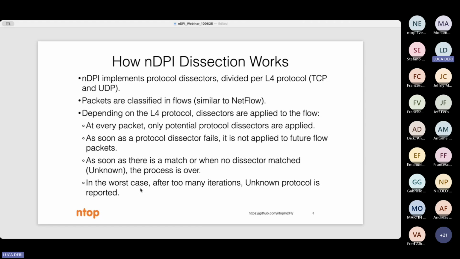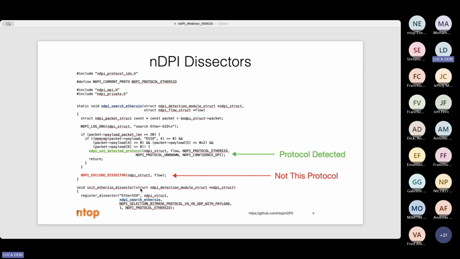So even if nDPI is adding a little performance overhead, because in addition to what the application has to do, we need to process the traffic inside nDPI, the overhead is limited to the first few packets. But then we have creative ways of reducing that. You will see in a second.